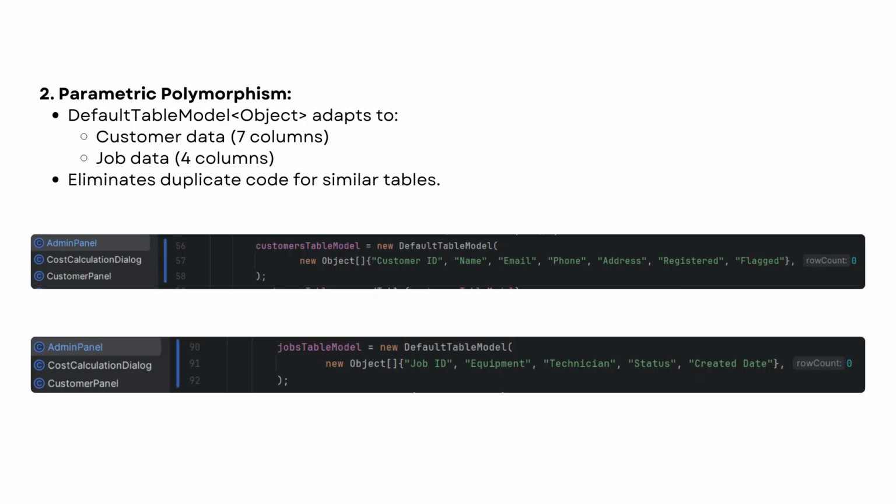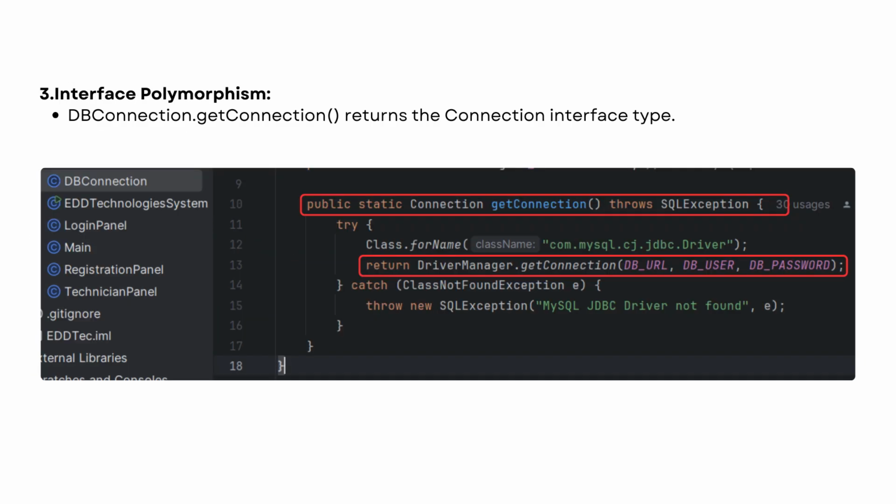Second, we use parametric polymorphism. Here, DefaultTableModel object is used to build flexible tables. As shown, one model adapts customer data with 7 columns and another handles job data with 4 columns. This eliminates redundant code and allows reuse of the same logic structure for different table types, making the UI more maintainable. This is an example of interface polymorphism using JDBC API.